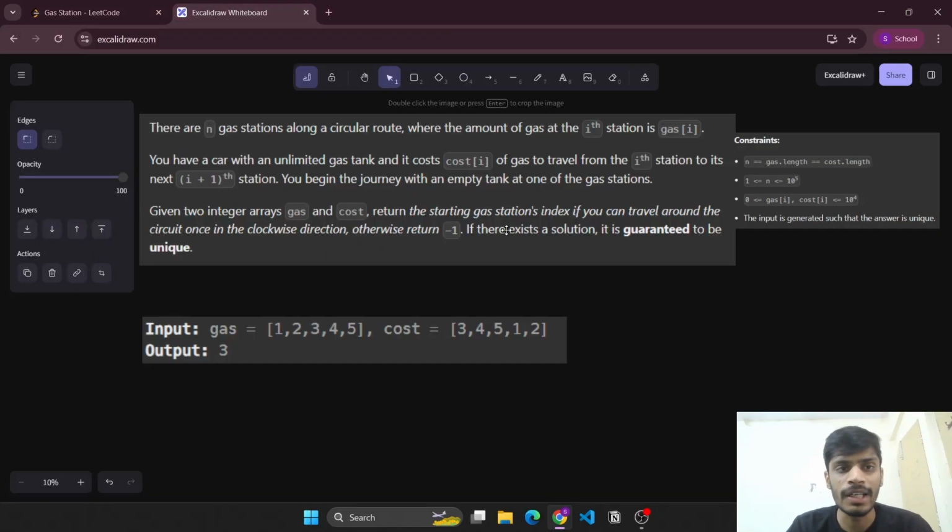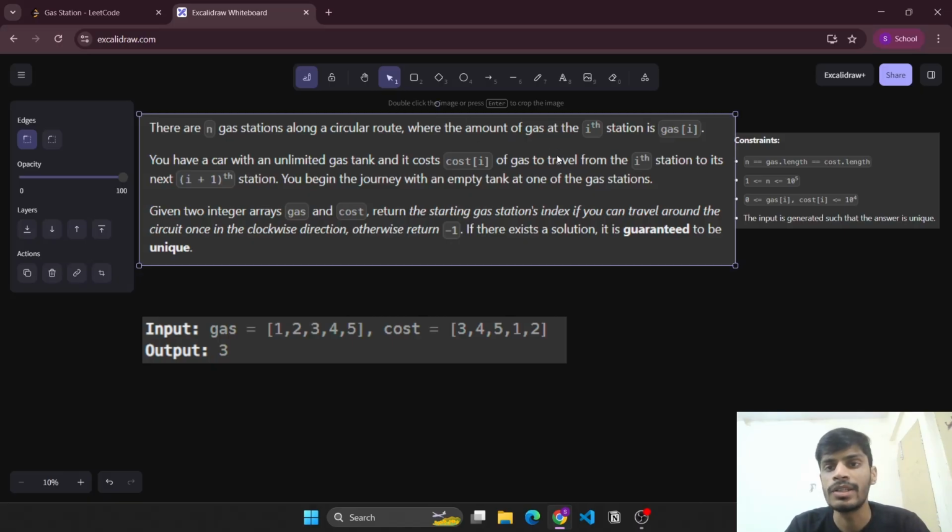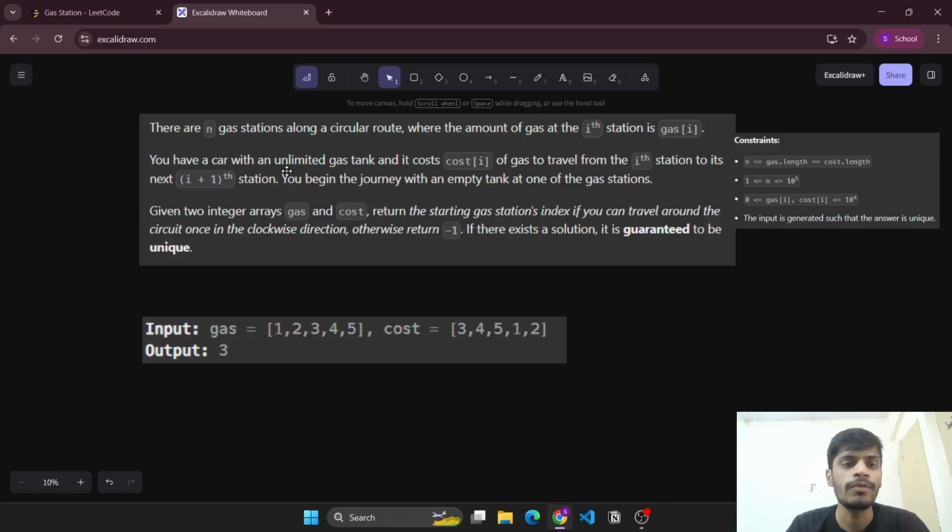So the problem states that we are given n gas stations in a circular route, where the amount of gas at the ith station is denoted by this array gas[i], and we have a car with an unlimited gas tank capacity, and we have a cost array which will denote the amount of gas required to travel from the ith station to its next, or i plus 1th, station.